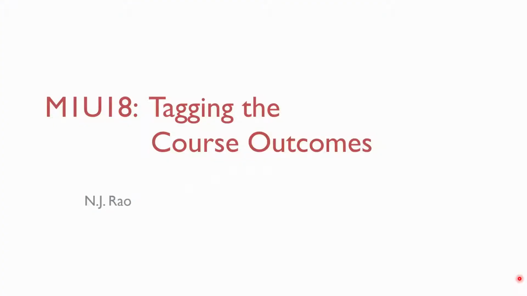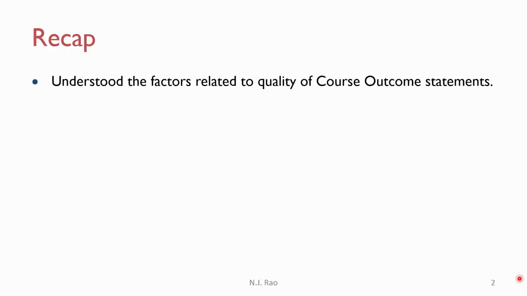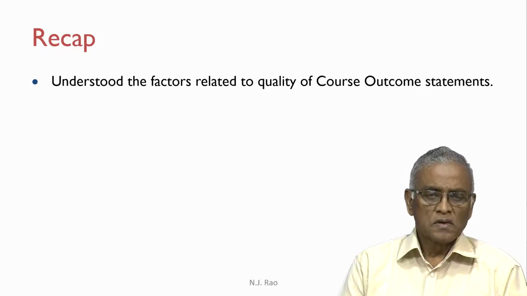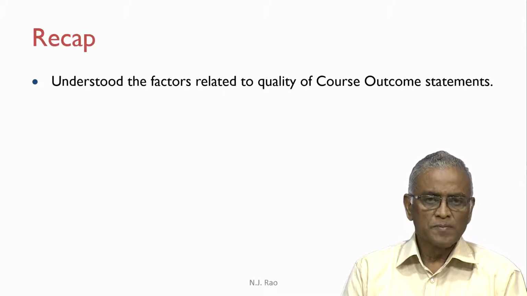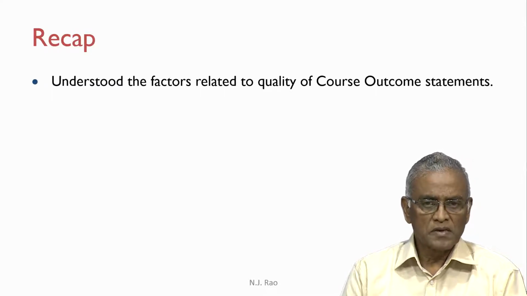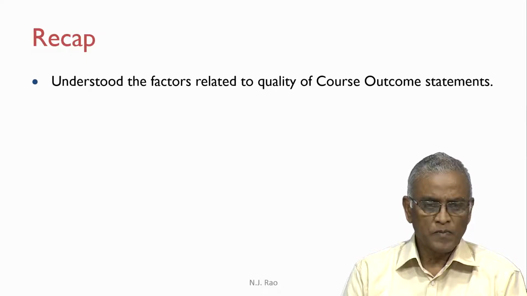Thanks and welcome to Unit 18, which is related to tagging the course outcomes. Earlier we understood all the factors related to the quality of course outcome statements. That means we gave several procedures and several factors identified, so that the following are a framework that is defined by all of them that provides you a platform for writing good course outcome statements.